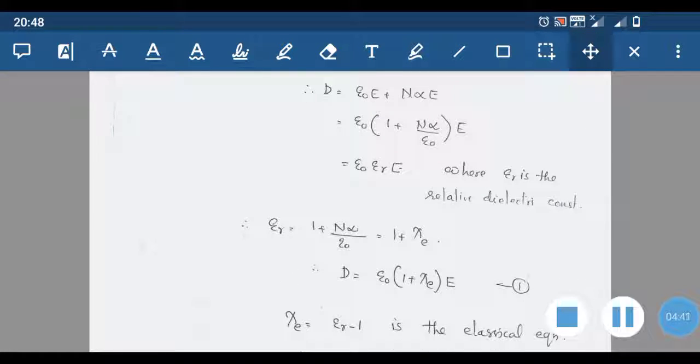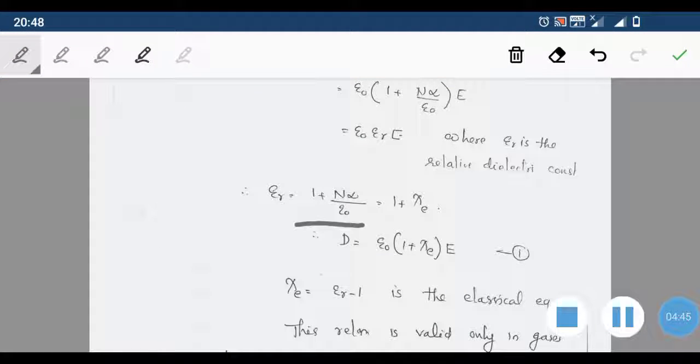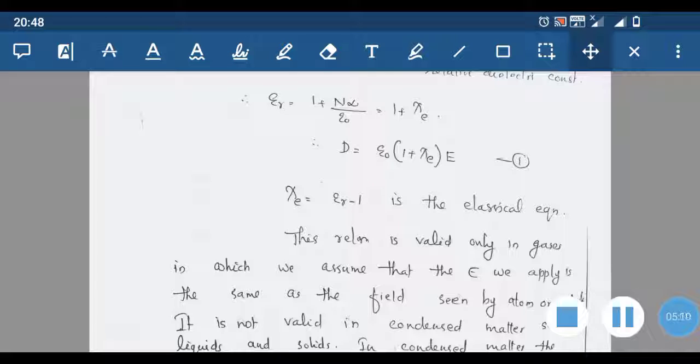So comparing this equation, we will get epsilon r is equal to 1 plus n alpha by epsilon 0, and n alpha by epsilon 0 we have already found to be chi E. So D we can write as either epsilon 0 epsilon r into E, or epsilon 0 into 1 plus chi E into E, or chi E is equal to epsilon r minus 1. That is the classical equation which we obtain from these two expressions.